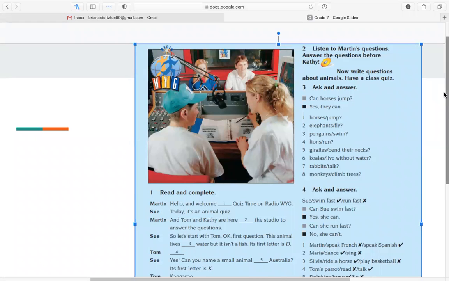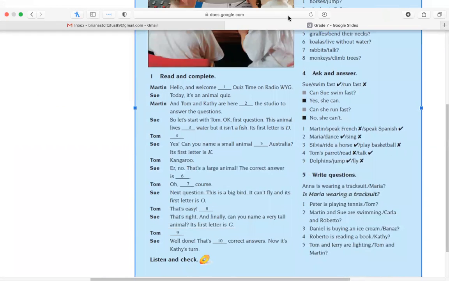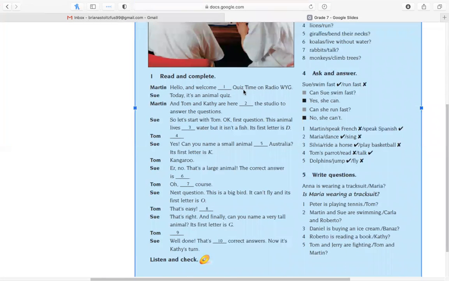Let's look at part 4. Now, let's ask questions about these people. For example, can Sue swim fast? Yes, she can. We see this check mark. It means yes, she can. Can she run fast? No, she can't.